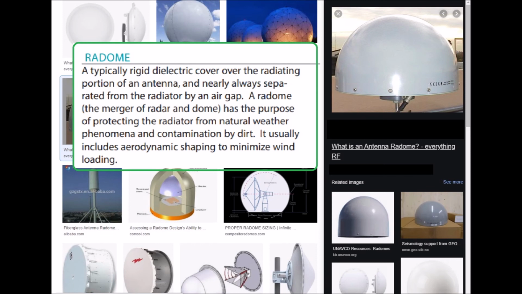Radome. R-A-D-O-M-E. First time I've heard of this. A typically rigid dielectric cover over the radiating portion of an antenna, and nearly always separated from the radiator by an air gap. A radome, the merger of radar and dome. A radome has the purpose of protecting the radiator from natural weather phenomena and contamination by dirt. It usually includes aerodynamic shaping to minimize wind loading.